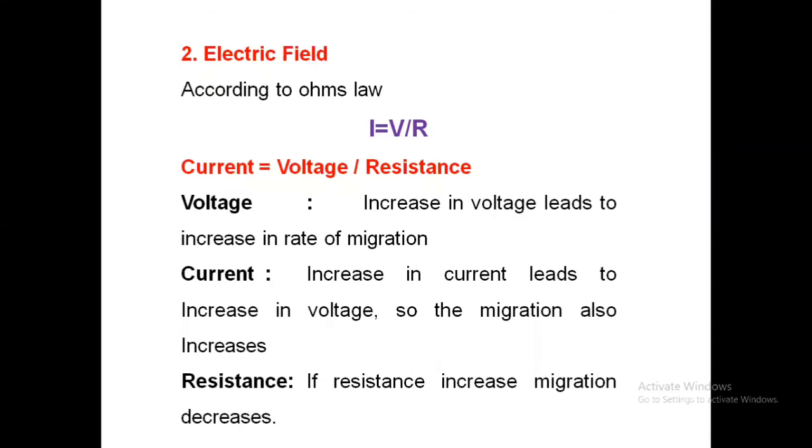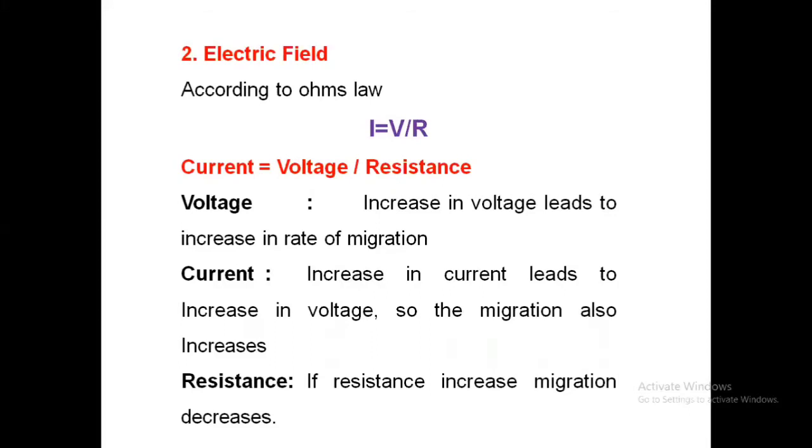If you are increasing voltage, migration current or migration rate will increase. If you are increasing current, it also will increase the migration rate. But the third parameter, you see, is resistance. You know, resistance is inversely proportional. If you are increasing the resistance, automatically the migration rate is going to decrease.